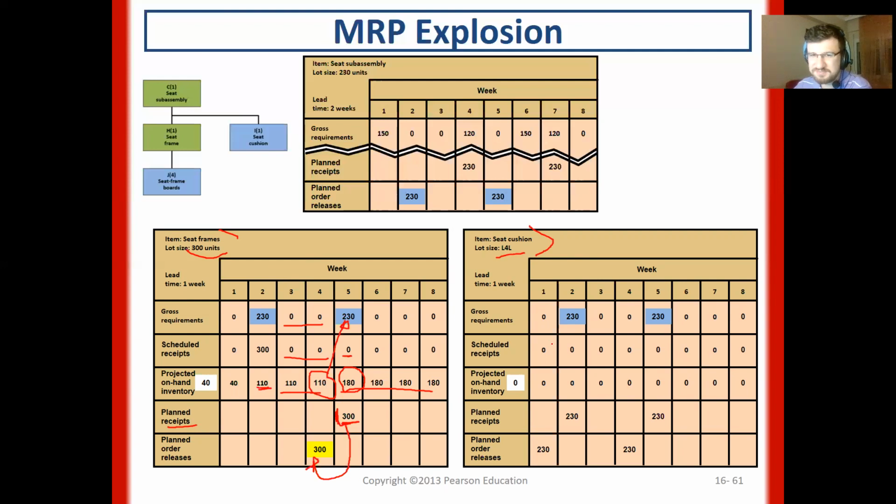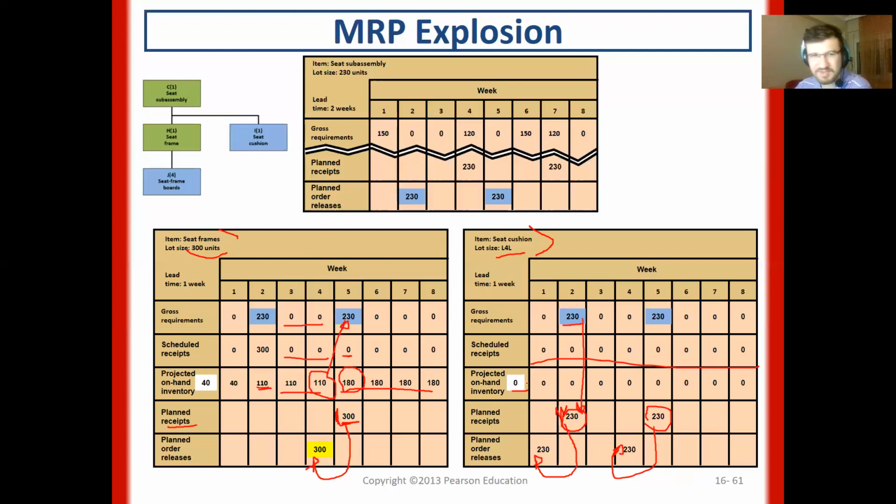Let's do it for seed cushion. Policy is this: no scheduled receipts, no on-hand inventory. So in order to meet this demand, I need to receive 200 units at the beginning of week 2. Lead time is 1 week. This order should be given at the beginning of week 1. And similarly for the second order. The order size is determined by how much I need.